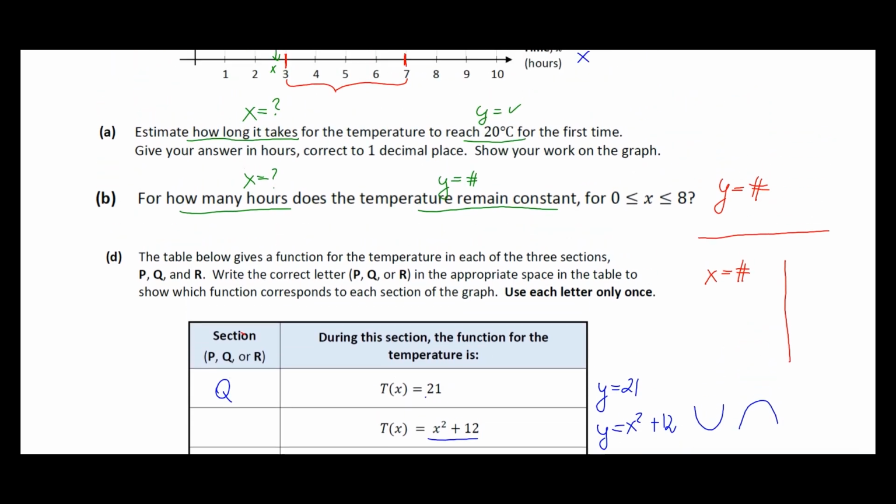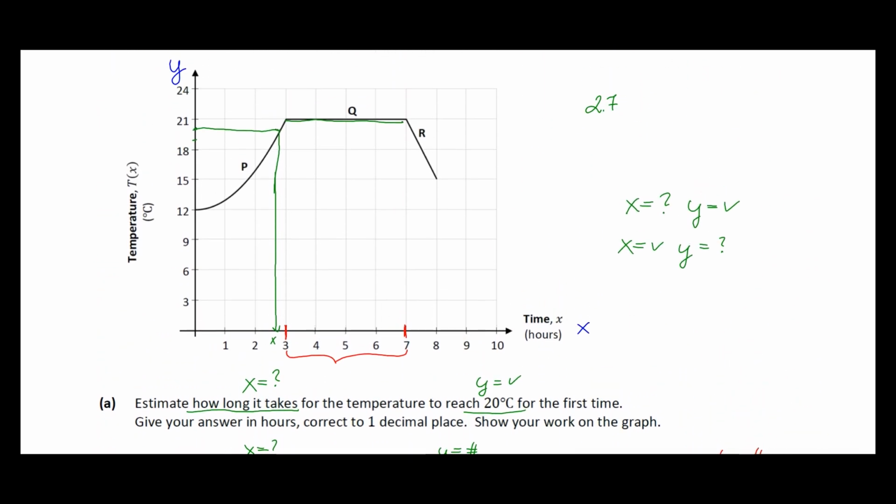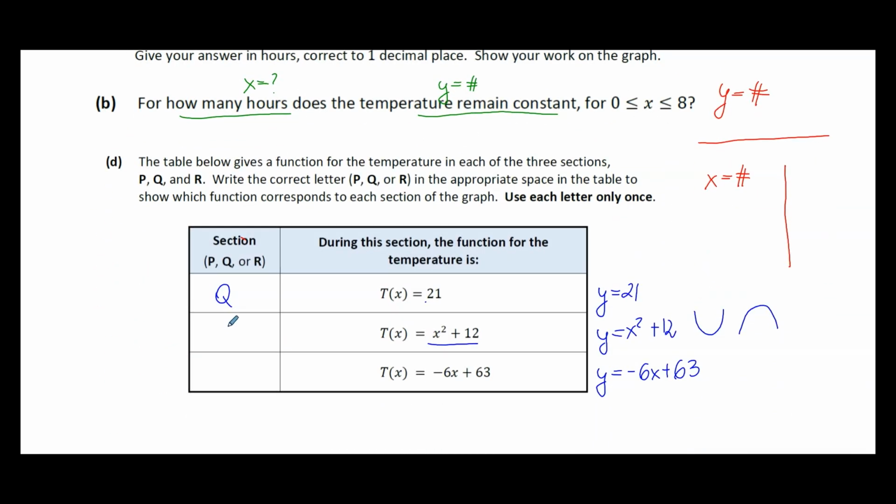Now, here we don't have a full graph of it. We only have part of it. And that's what we can see, that this is part of that parabola here. If it was extended, it would have come up on the other side like that. So that's my next graph. That's my P.